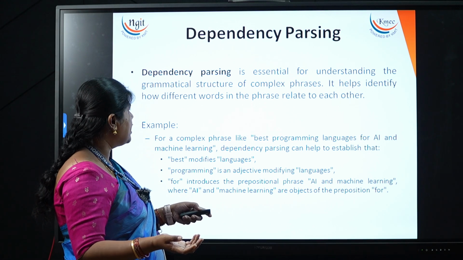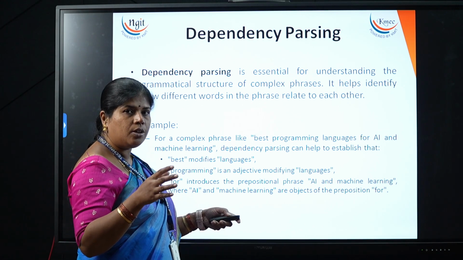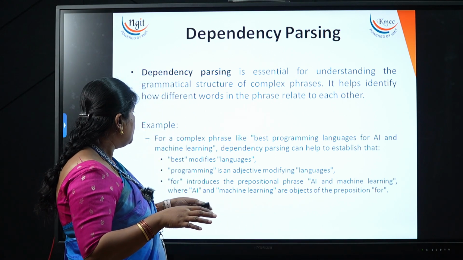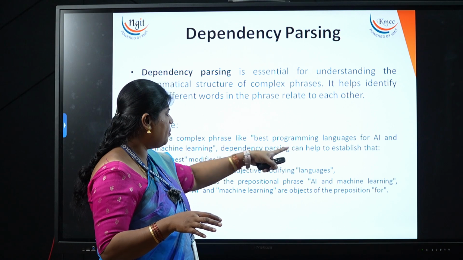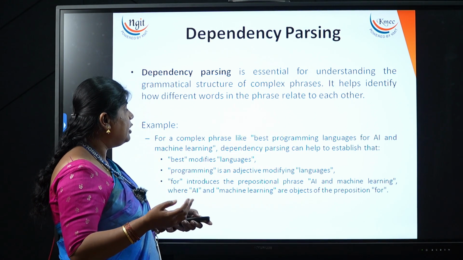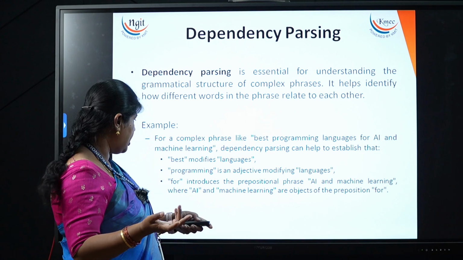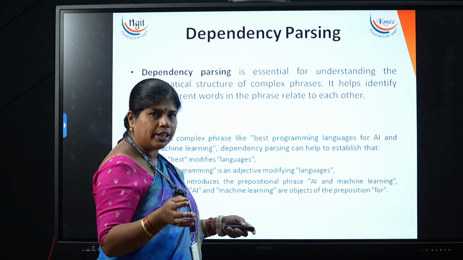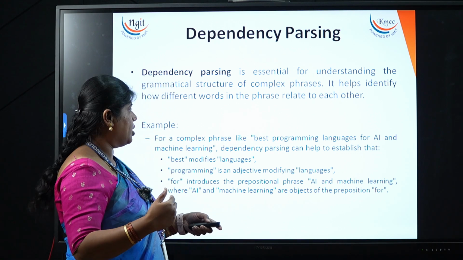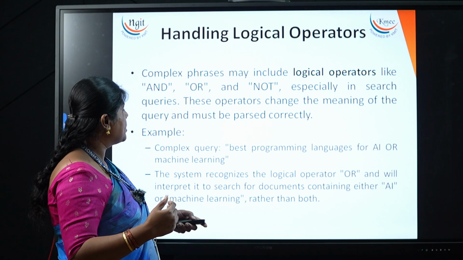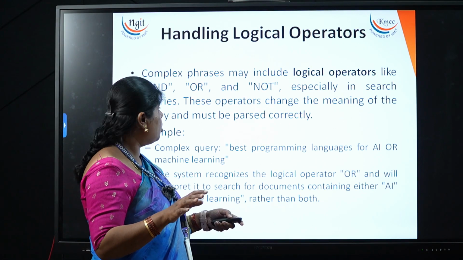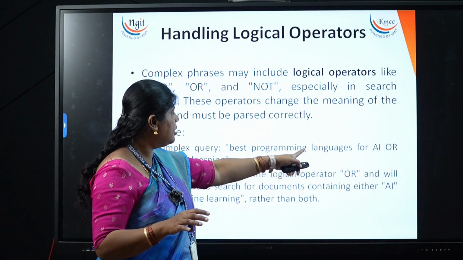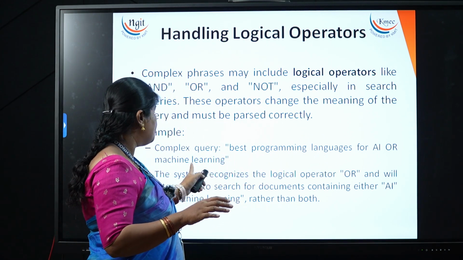Now, as you know, for complex phrases there will be dependency parsing. Okay, for example, in best programming languages for AI and machine learning, the dependency parsing can help to establish that best modifies the languages. Programming is an adjective for the languages. So this dependency you should understand when you are using the complex phrases. Now, it will include the logical operations like and, or, not. Okay. Like here, best languages for AI or machine learning.